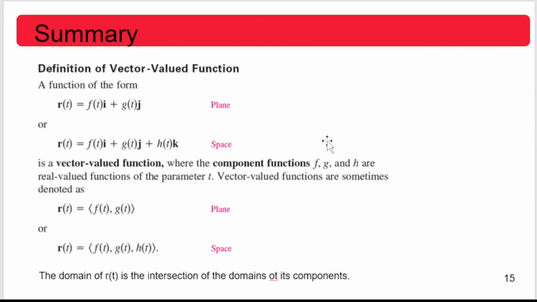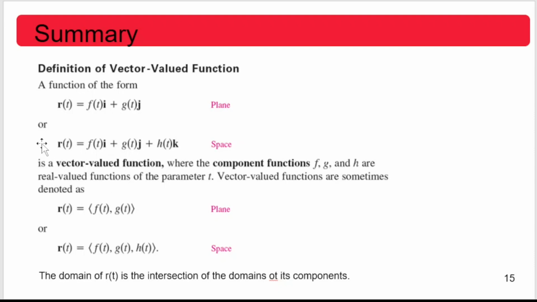So in summary, the vector valued function can be expressed in terms of ij form or in vector form. In ij form, for two-dimensional space, the vector valued function r of t is f of t i plus g of t j. And in three-dimensional space, the vector valued function r of t is defined as f of t i plus g of t j plus h of t k. So these are the components. You have f, g, and h as the real valued functions of the parameter t.